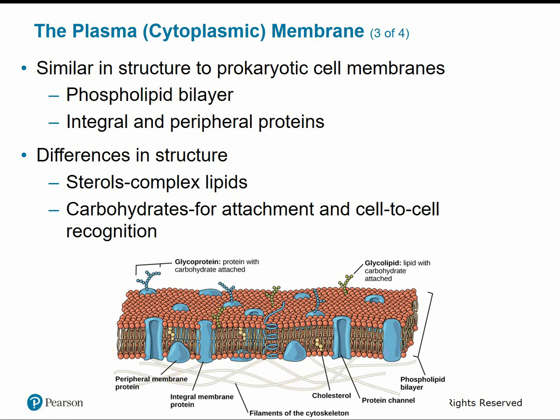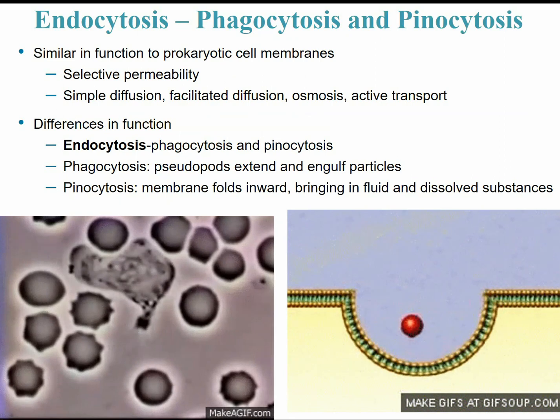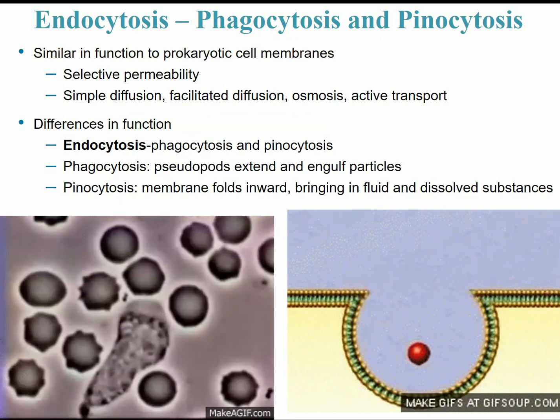Where eukaryote cell membranes differ from prokaryotes is that they have some cholesterol within the membrane to help stabilize it. They also contain some carbohydrates for attachment and cell-to-cell recognition. Some of these little projections coming off the cell membrane can act as ID markers or flags for other cells to recognize.